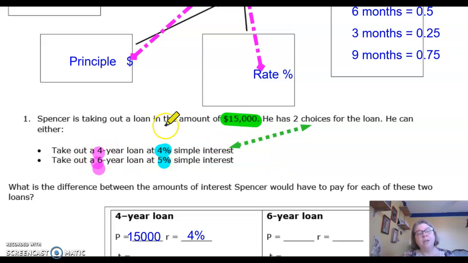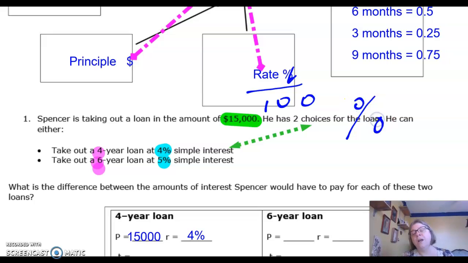Now, I need to tell you something about rate. Before you do anything with it, you need to divide the rate by 100, because that's what the percent sign means. It means divide. There's the little slash right there. The slash is a divide sign, and you have 2 zeros for 100. So you are going to divide by 100. What I'm going to do first is take that 4% and divide 4% by 100.